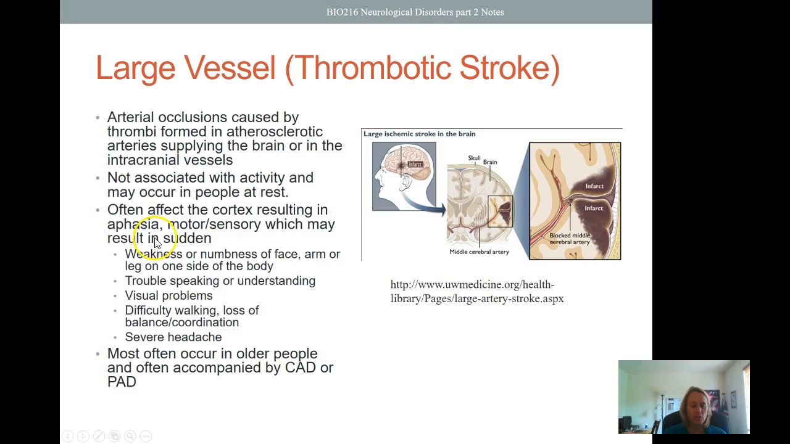Depending on the area of the brain involved, we would see a sudden weakness or numbness of the face, arm, or leg on one side of the body, or trouble speaking or understanding the spoken word, or visual problems if it leads to impaired blood flow to the occipital lobe, difficulty walking, loss of balance, coordination, severe headache. These types of strokes most often occur in older people and are usually accompanied by coronary artery disease and/or peripheral artery disease, because that suggests generalized atherosclerosis.